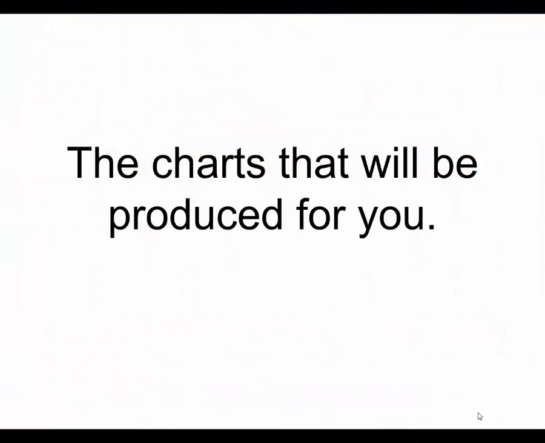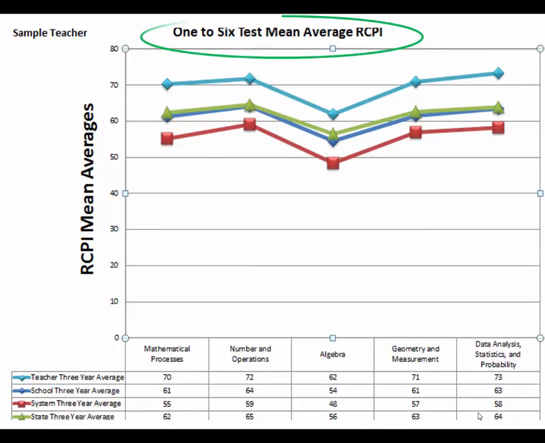Once the numbers are in, here's an example of the charts that will be produced for you. You'll get one that shows you the average of the teacher across the years that you have looked at. That's with the EOC or the TCAP or SAT-10. It also represents the average for those same years for the school, the system, and the state. In this example, we can see that even though algebra is a personal low for this particular teacher, they are on average operating at a higher average than the school, state, and district.